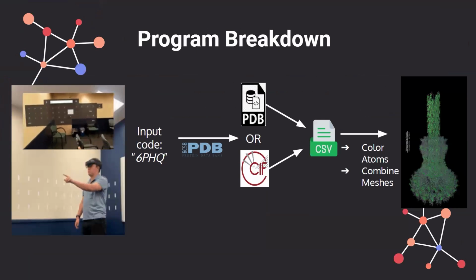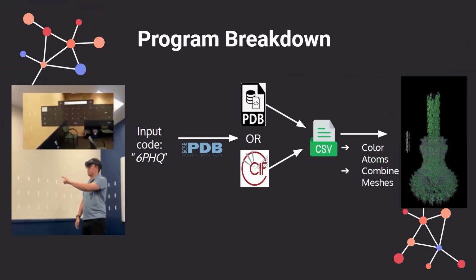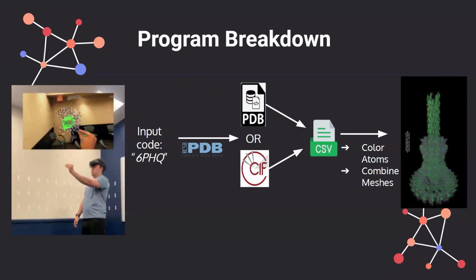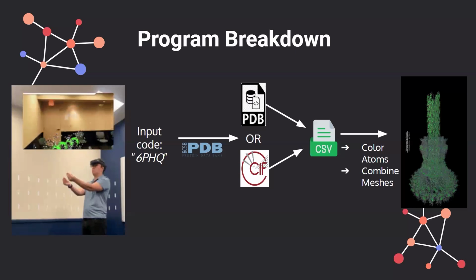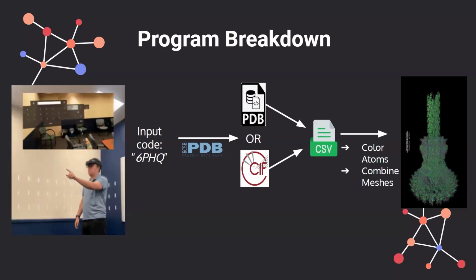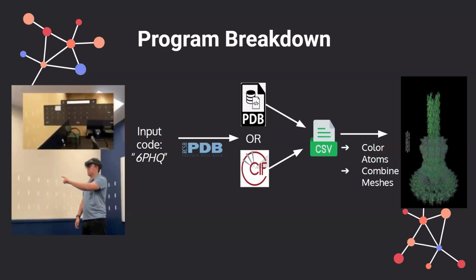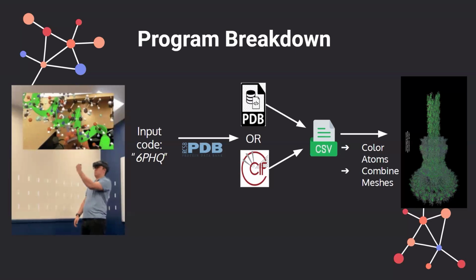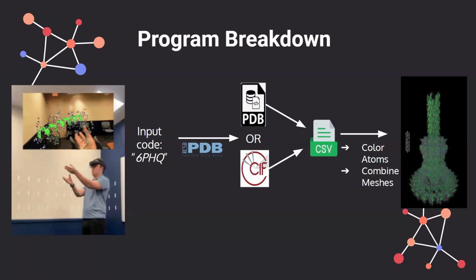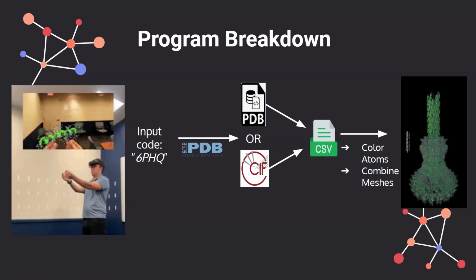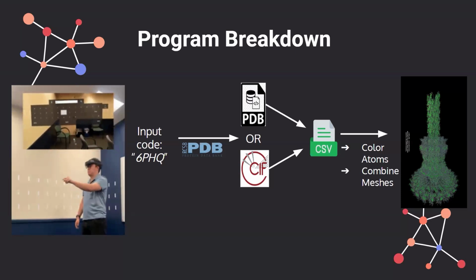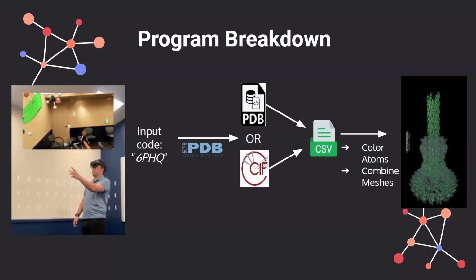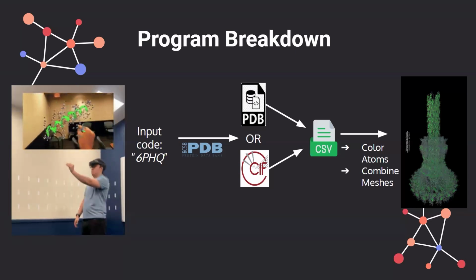Here's a program breakdown of how our program works from start to finish. On the left, you can see Alex spawning in a protein. When a user loads into the program, they'll be presented with a text box where they can enter a 4-character code for the name of the protein. It goes to the database and downloads the CIF or PDB files, which we'll go into more detail on later. That's a text file with important information about the visualization of the protein. With that information, we create a CSV, which filters out the useless information and extracts only the important information. Then our game engine does the complicated stuff like creating the 3D model, coloring the atoms based on the element, and combining the meshes so the model loads as one model only.